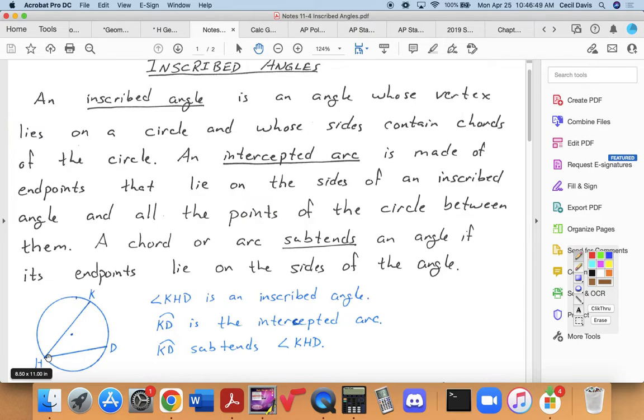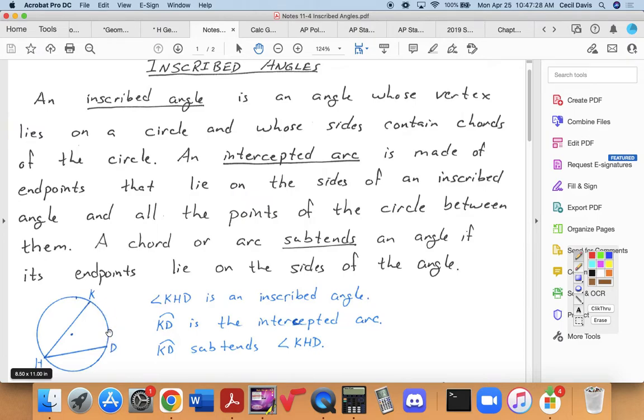Okay, and it's actually pretty easy to understand: the prefix in means inside, and to scribe is to make a mark or to write something. So you're drawing the angle inside of the circle, but it's not at the center; its vertex is on the circle. The intercepted arc is the 2 points that are on the chord and all the points on the circle in between there. So here I've got angle KHD as an inscribed angle.